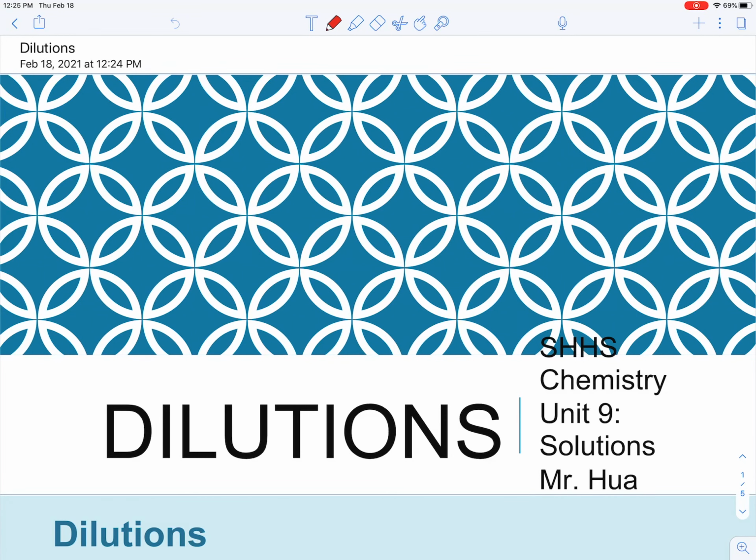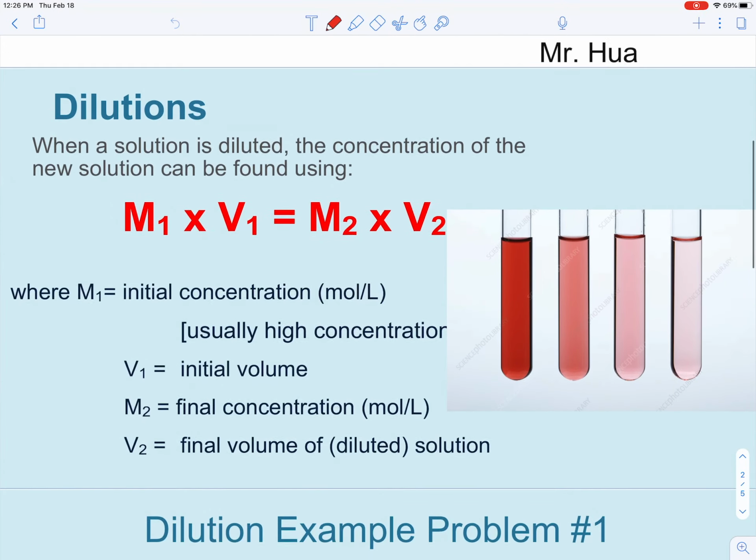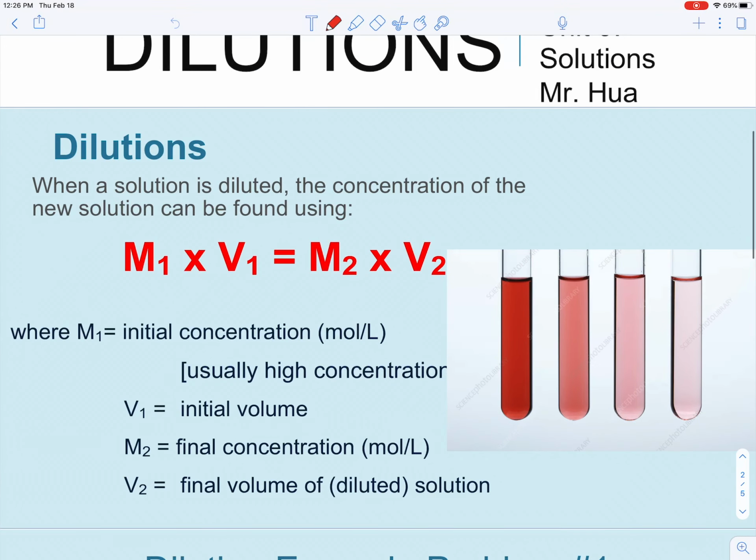Everyone, today we are going to learn about dilutions. Dilutions are basically when you water something down. So you take something with a high concentration, that's what we have here, and if you add water to it, you make it less concentrated, and that's what we have over here.